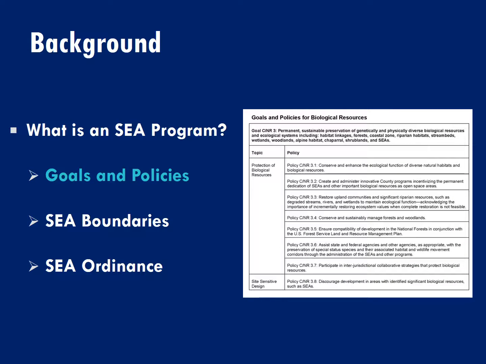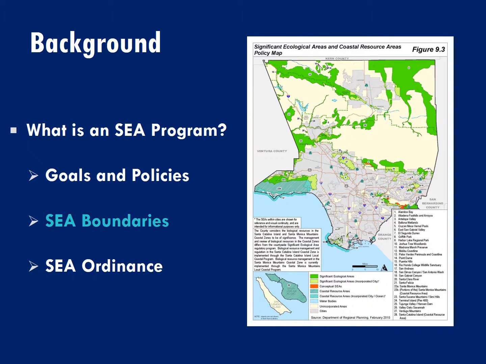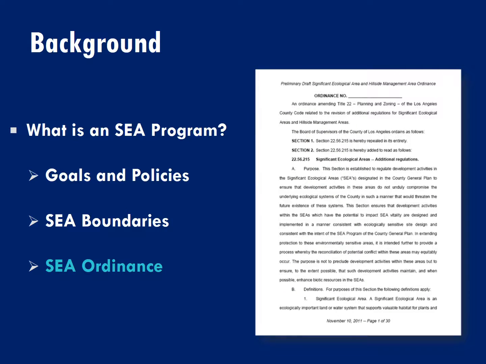Good question. The SEA program is made of three main parts. The first is goals and policies, and these are set out in the general plan and some area and community plans. Next are SEA boundaries, which are reflected on a policy map and adopted as part of the general plan. Third is the SEA Ordinance, which sets out zoning code regulations for SEAs. Certain development is required to have an approved SEA CUP before they can develop.